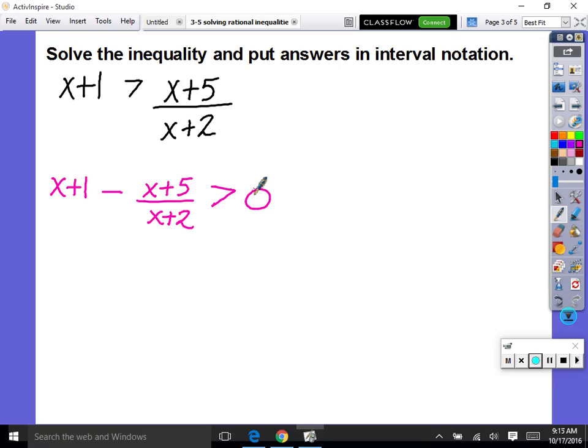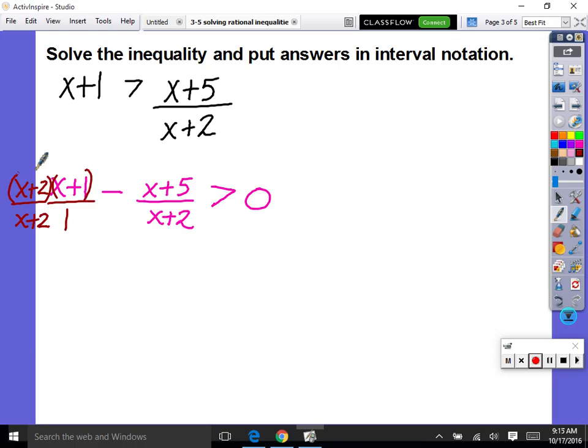So now it's 0, right, everybody? Are we all seeing what I did? Subtracted that. So let's just have one function here. So let's get a common denominator. So this is over 1. So we'll multiply by (x plus 2) over (x plus 2). We've got to use parentheses here. And that would give us a common denominator, right?